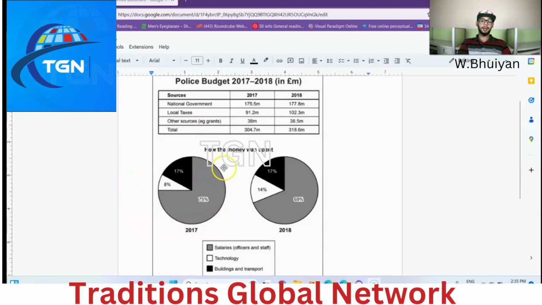Now let's look at how the money was spent. Pie chart গুলো দেখি একটু তাকাই. Automatically I can see, and before I look at the data, at least I'm going to see the categories. One is salaries, right? The big one is salaries. Then gray color. Then we have technology at white, right? And buildings and transport with the color black. So এই জিনিসটা দেখা essential. We need to look at this first so we know what we're writing about, what we're going to talk about, right? And then we can actually look at the data.